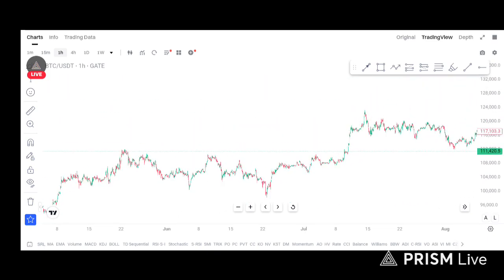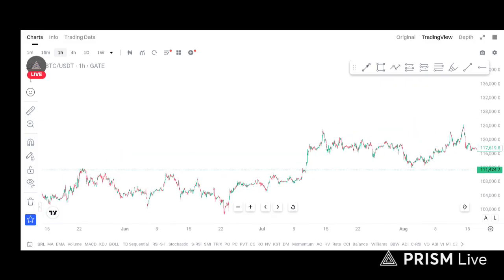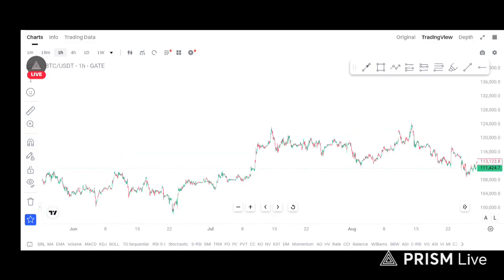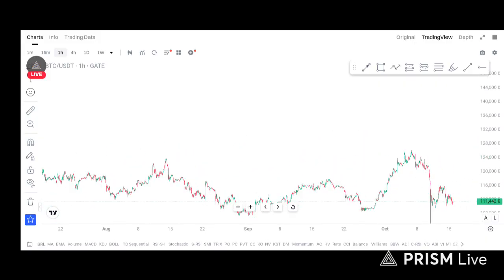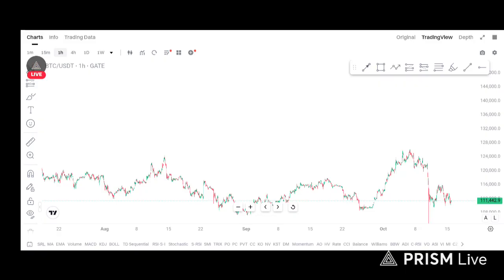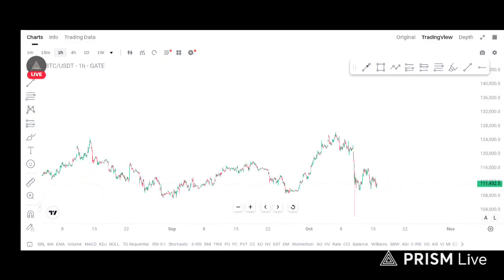Which is knowing when a pullback is over and when the continuation is. Like when markets are about to continue going in a particular direction. That's your ability to know when the market is about to continue in a particular direction. That's your ability to make money.